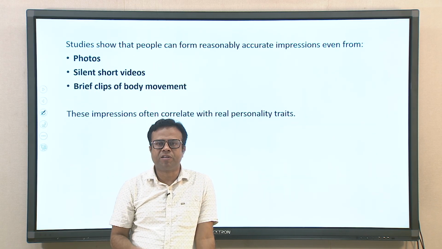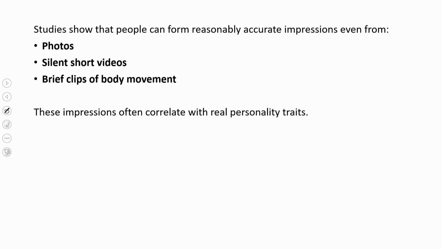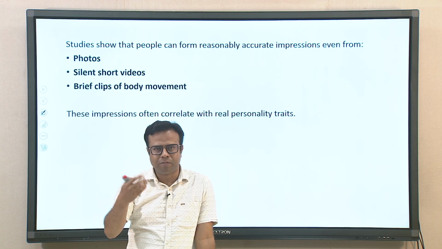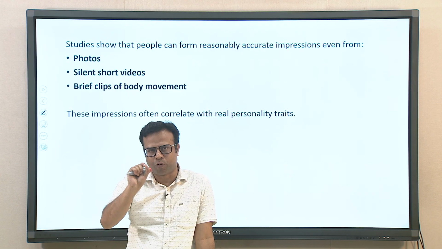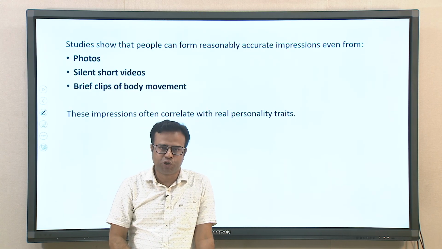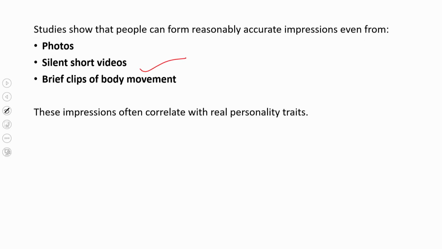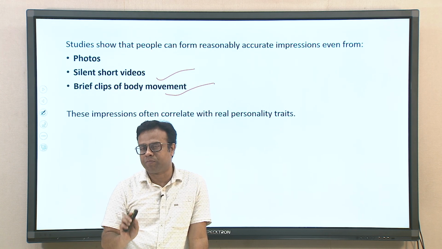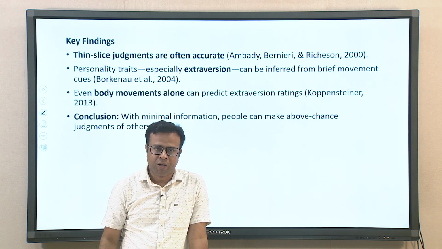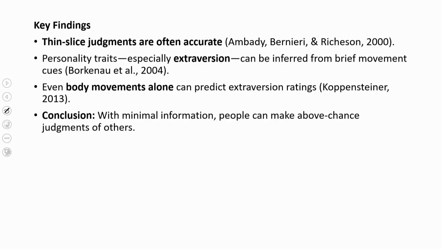Studies show that people can form reasonably accurate impressions, though not all the time. Obviously, when you make a judgment based on very thin slices of behavior, there can be many errors. But reasonably, a lot of people make reasonably accurate judgments even from thin slices of behavior, based on photos, silent short videos, brief clips of body movement and so on. These impressions often correlate with the real personality trait. This is what at least some social psychology research indicated. Some of the key findings: thin slice judgments are often accurate, often, not every time.